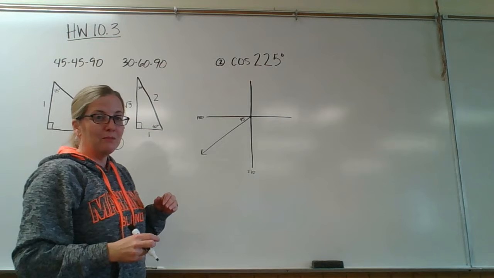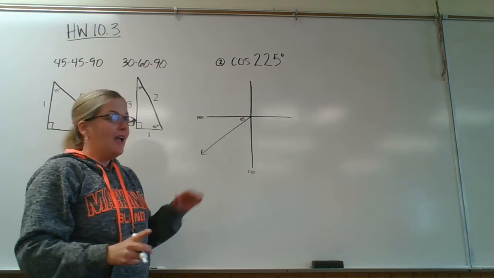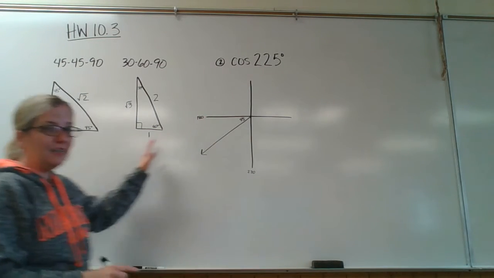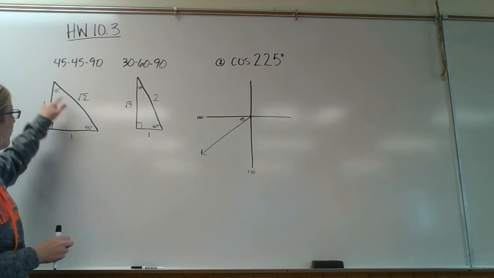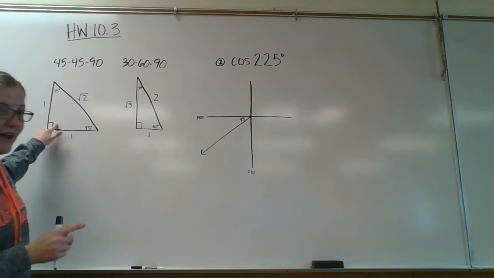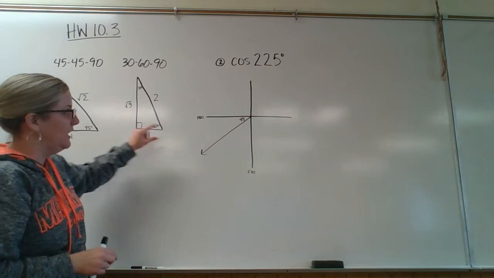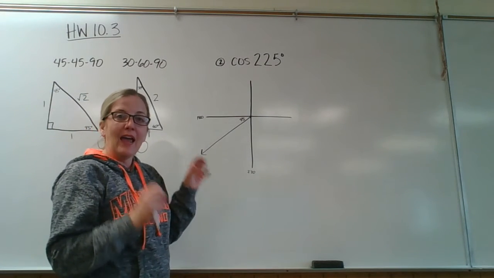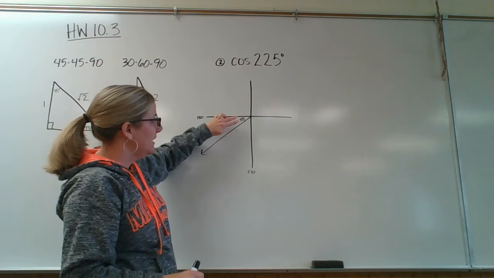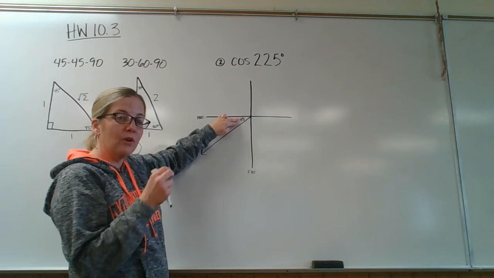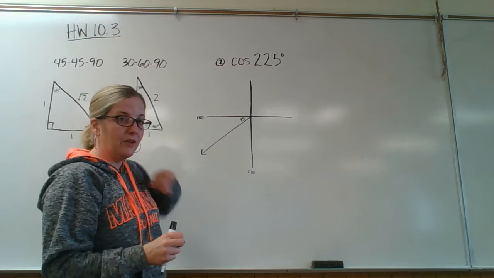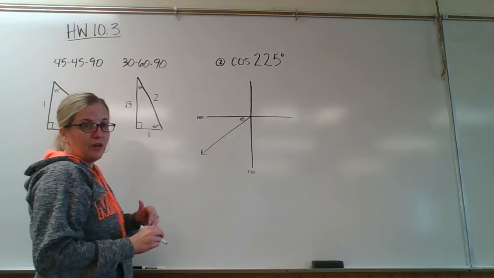Why is this important? Because we're about to draw a triangle. And when I create a triangle, I need to create one of these special triangles. It has to be either a 45, 45, 90, or it has to be a 30, 60, 90. So we're going to give you angles that will create an interior angle right here that is either a 45 or a 30 or a 60. Okay, so now I need to create my triangle. How do I do that?